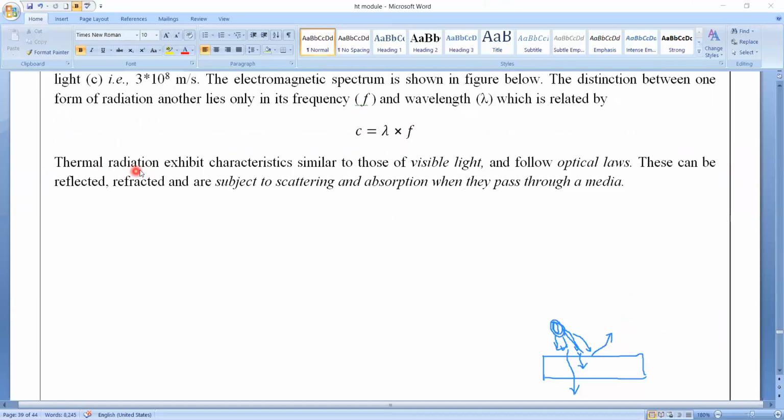The thermal radiation exhibits characteristics similar to those of visible light. As we have seen in basic science, visible light follows optical laws like refraction, reflection, polarization, etc. In a similar way, thermal radiation exhibits properties similar to visible light, like reflection and refraction, and is subjected to scattering and absorption when passing through media. So these are the very basic parts of thermal radiation.